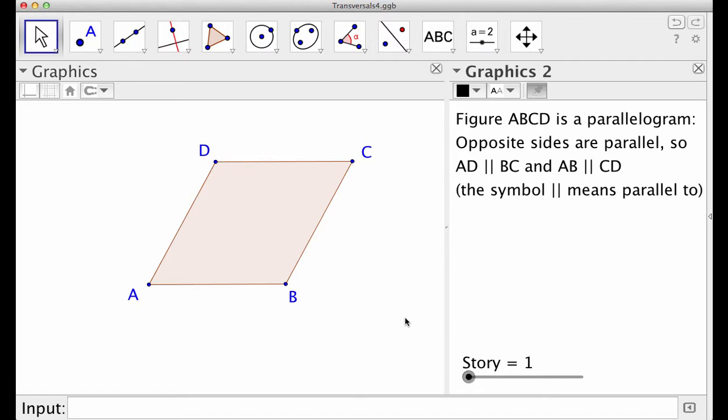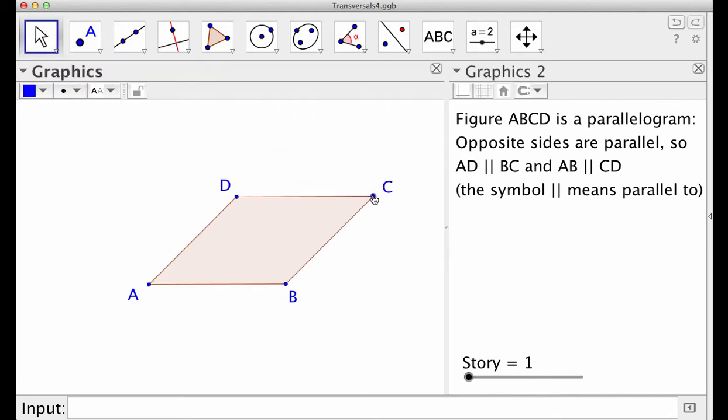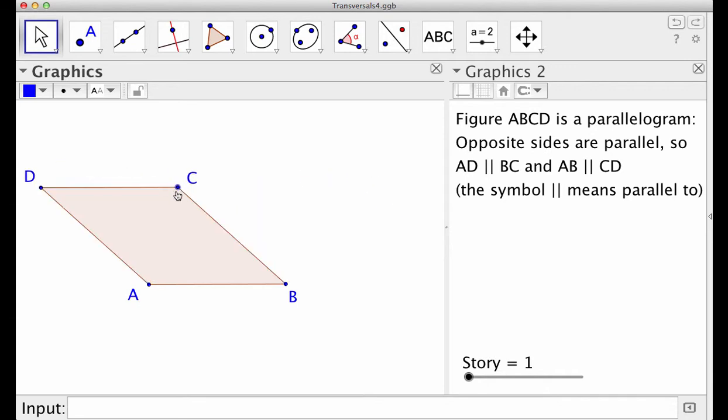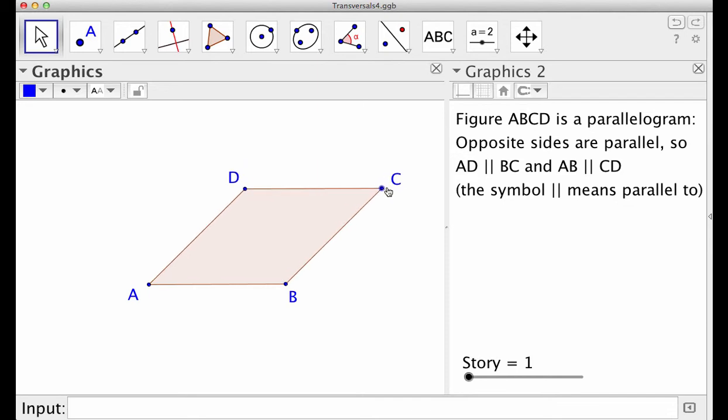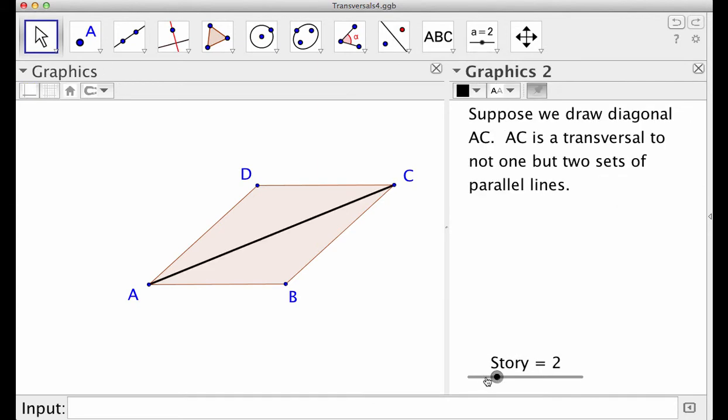Okay, let's look at another kind of problem that involves parallel lines. Figure ABCD is a parallelogram, and it is defined as having two sets of opposite sides that are parallel to each other. So you can see as we move these points around that it remains a parallelogram. We have AD parallel to BC and DC parallel to AB. Again, that's what this symbol means, the two vertical lines, line segments, I should say.